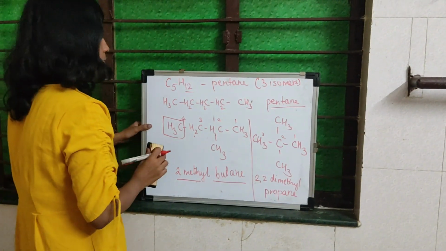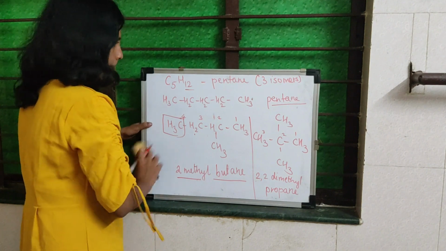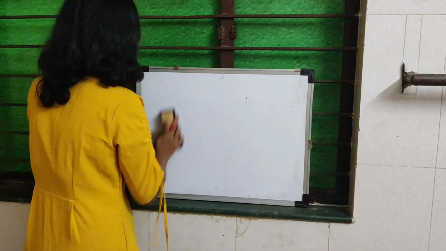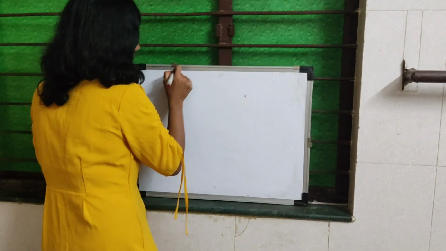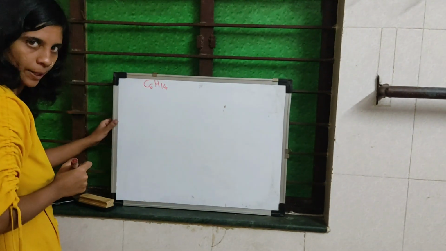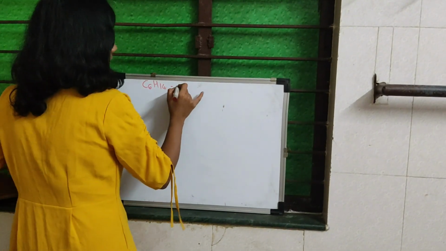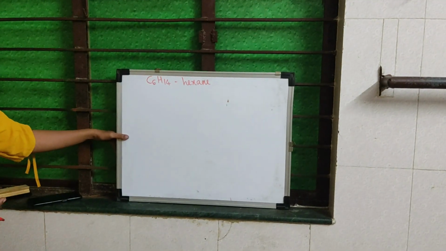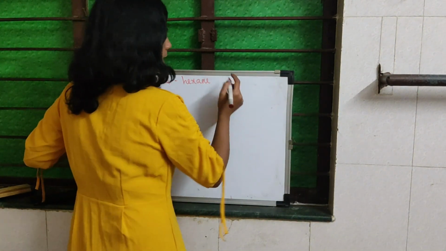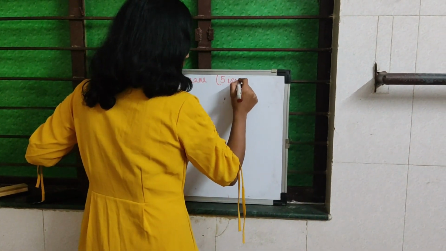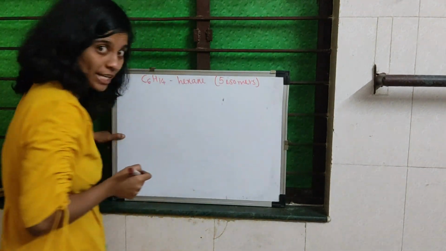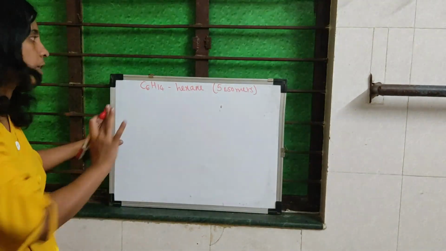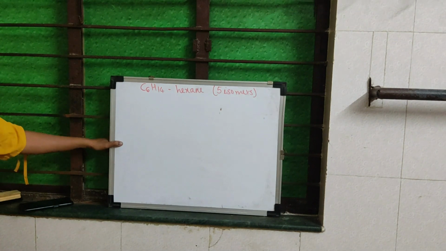Okay. Now the next compound, hexane. C6H14. Okay. Now this is a hexane. They will not ask you more than hexane or heptane, because from hexane at least 5 isomers are formed. From heptane 9 isomers are formed. From octane 18 isomers are formed. They will not ask you more than hexane. So at least till hexane you should know.